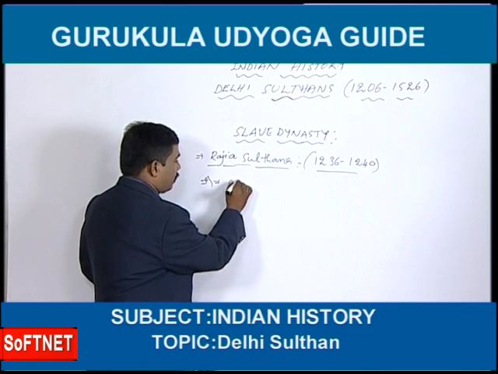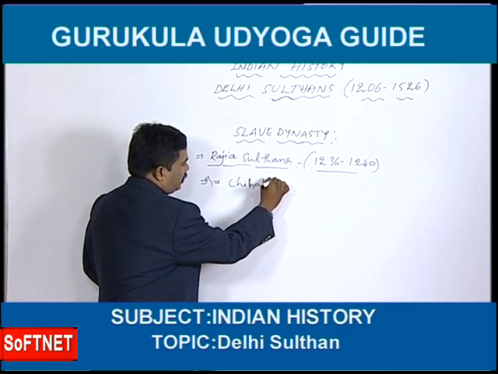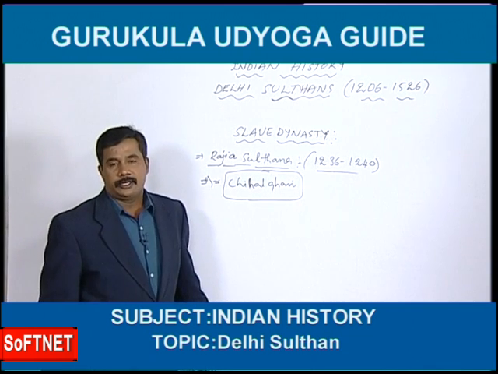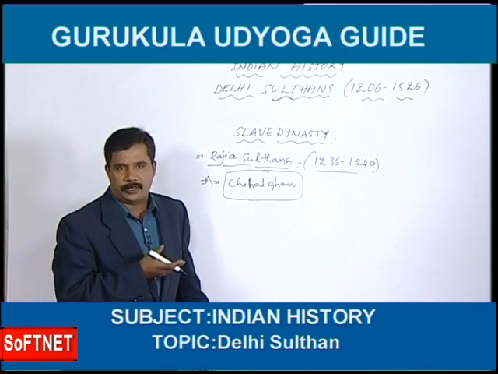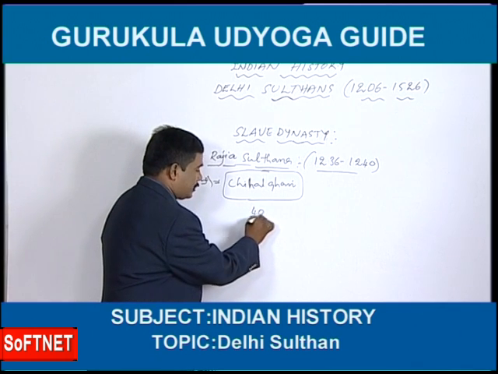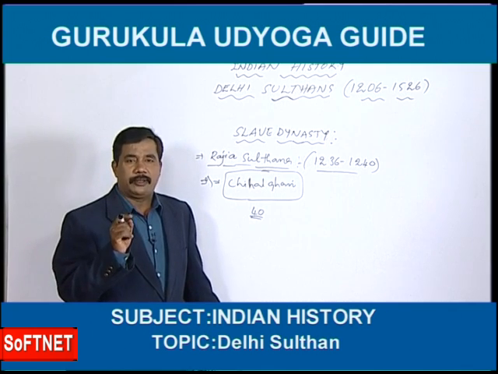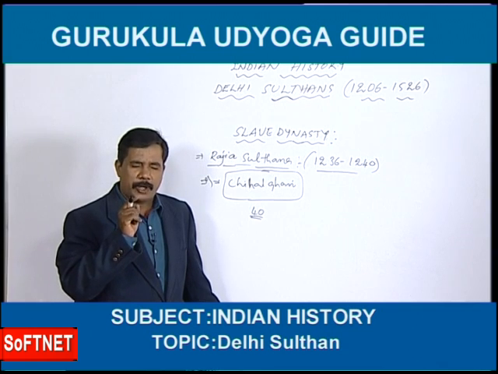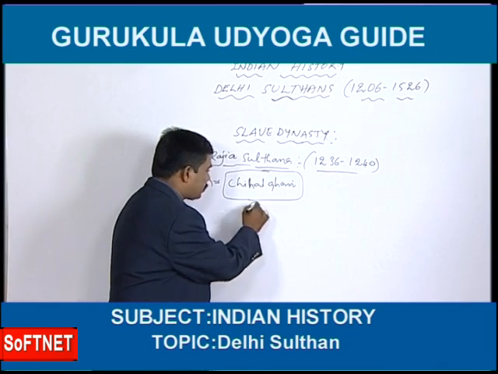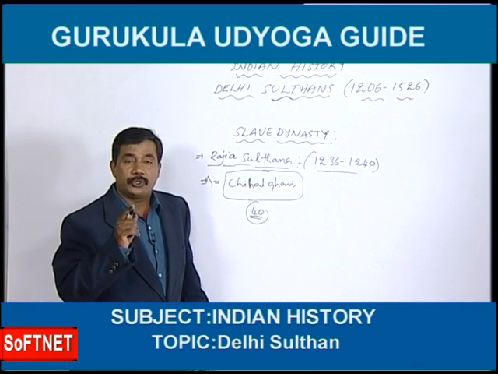But what is Chihalgani? Here we have to listen and remember Chihalgani. It is the most important point, and we may have a question on it. Chihalgani is a group of 40 Turkish elites. It is called the 40 members group of Turkish elites. This was started by Iltutmish to advise.